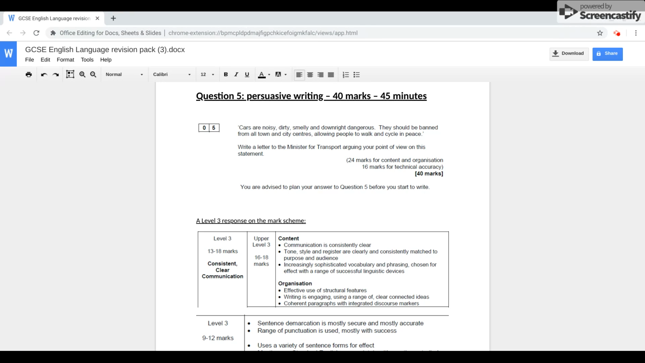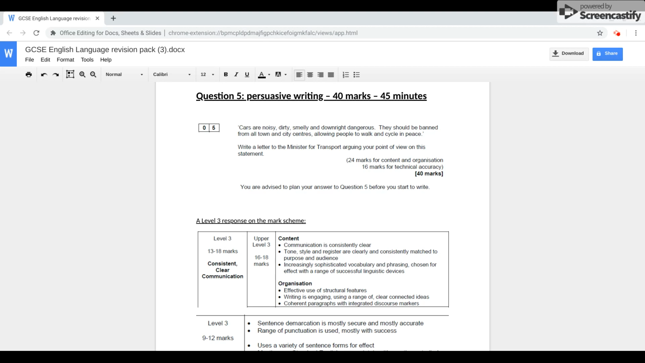So if we look at this one, cars are noisy, dirty, smelly, and downright dangerous. Well, there's four paragraphs potentially already. Noisy, dirty, smelly, downright dangerous. They should be banned from all town and city centres is the content of your argument. And allowing people to walk and cycle in peace. Walk and cycle in peace. There's two other paragraphs there as well.